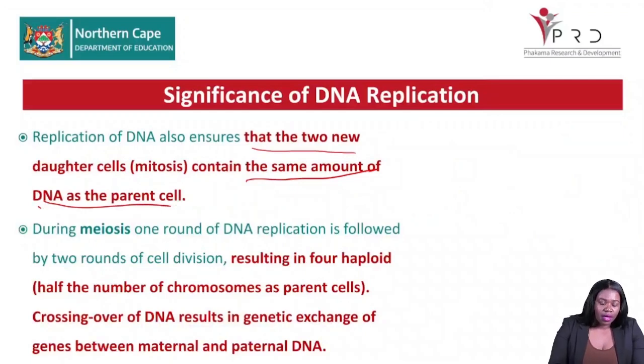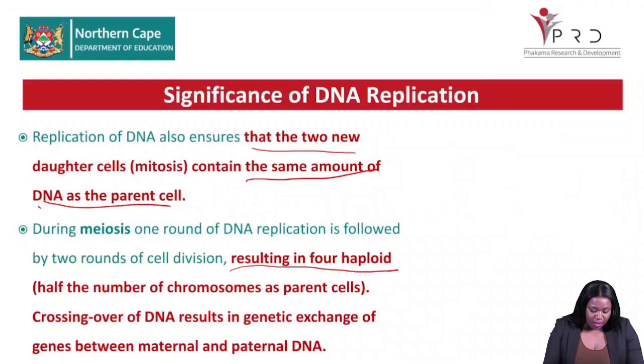Then with replication during meiosis, remember we have two divisions here. We have meiosis 1 and meiosis 2. So one round of the DNA replication is followed by 2 rounds of cell division, meiosis 1 and meiosis 2. And those 2 rounds will then result in 4 haploid cells. Now, in this case, we only have haploid cells. We do not have cells that are identical to the parent, right?